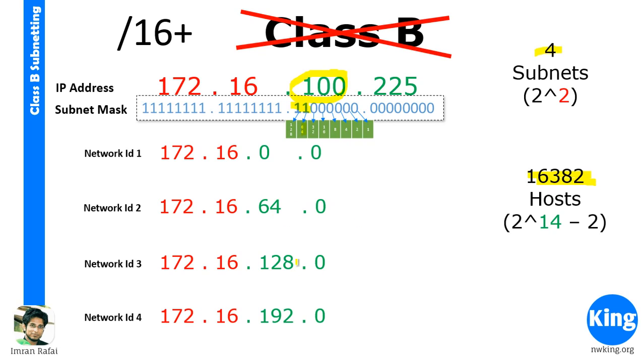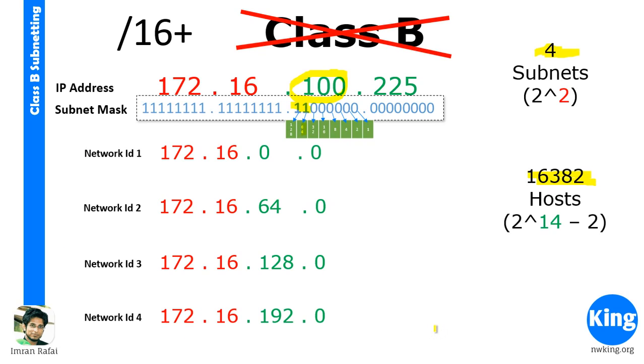Add 64, it becomes 64.0. Add another 64, it becomes 128.0. Add another 64, it becomes 192.0. Can we add another 64? No, because it becomes 256.0, which is not valid. That's one way of looking at it. And we know there are only 4 networks. 2 to the power 2 is 4, so we only have 4 networks.